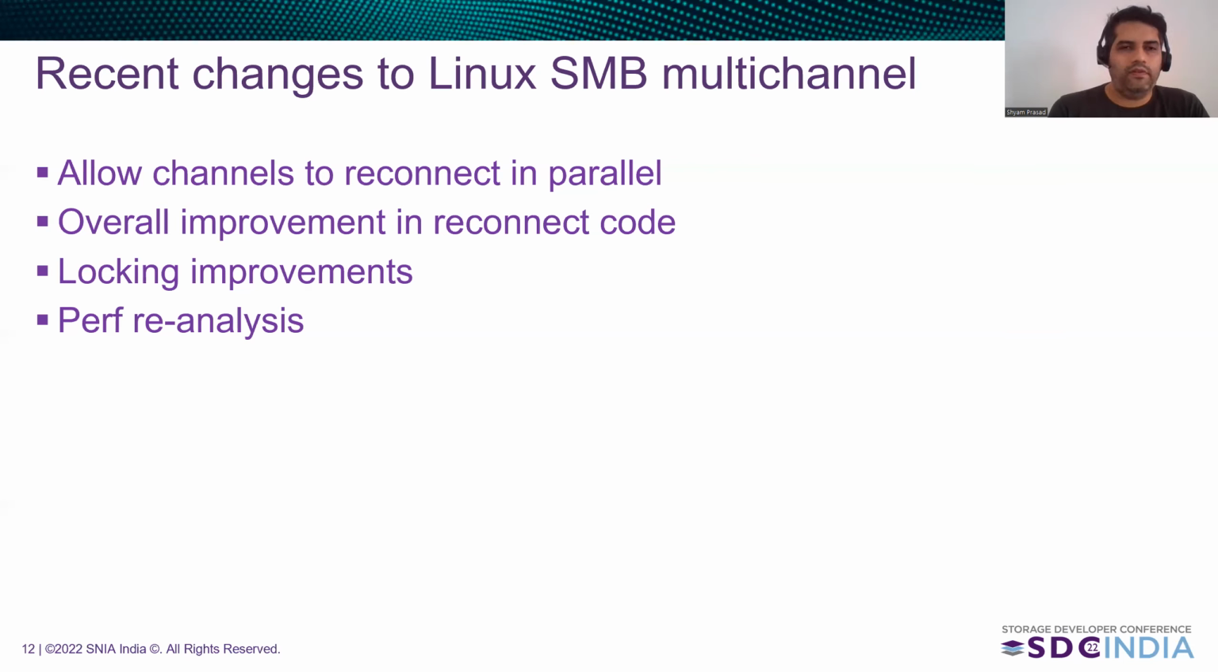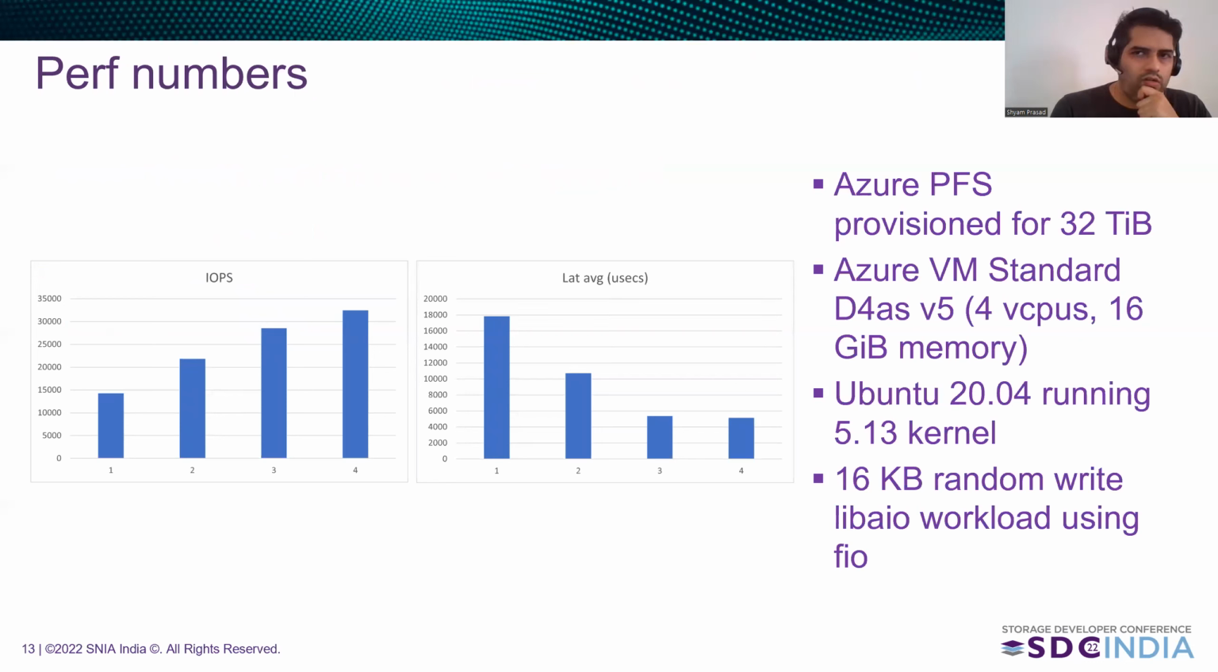So again, how do the numbers stack up when using multi-channels? As you can see here, these are the numbers from a benchmark that I have run. One of the benchmarks, and this benchmark is a 16 KB random write asynchronous IO workload using libaio, and FIO was used in order to generate this workload.